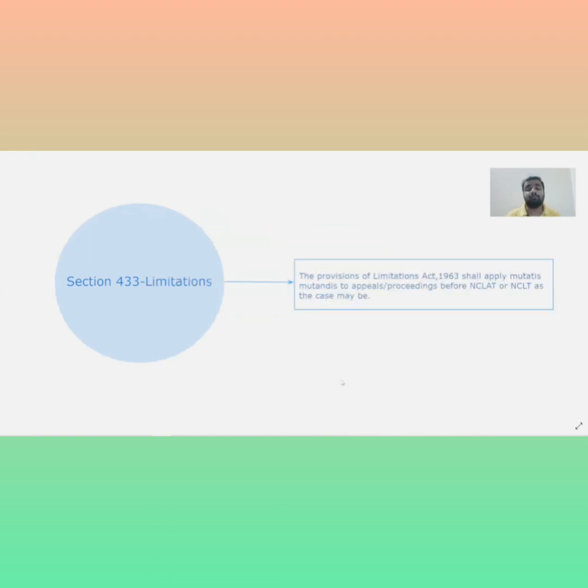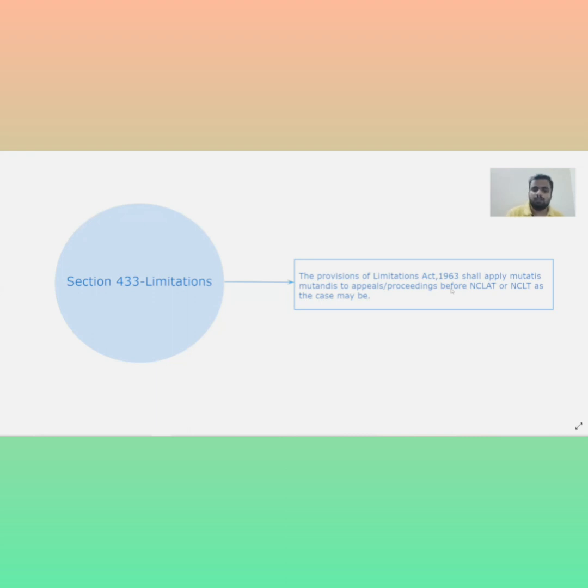Section 433, limitations. This is just telling that whatever limitations are going to be governed, are to be governed by the provisions of the Limitation Act 1963. It shall apply mutatis mutandis to appeals and proceedings before NCLT or NCLAT, as the case may be. In short, whatever limitation provisions apply have to be taken from the Limitation Act 1963.